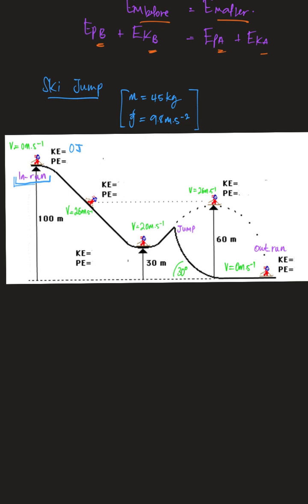My potential energy in this situation is a bit different because it's mgh. I'm just going to do this here. I'm going to say that EP is equal to mgh and EK is equal to half mv squared. So I'm not going to write the formula down. Here we have the mass, which is 45, multiplied by 9.8, multiplied by 100.